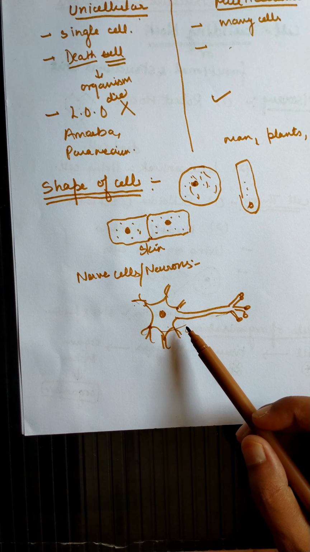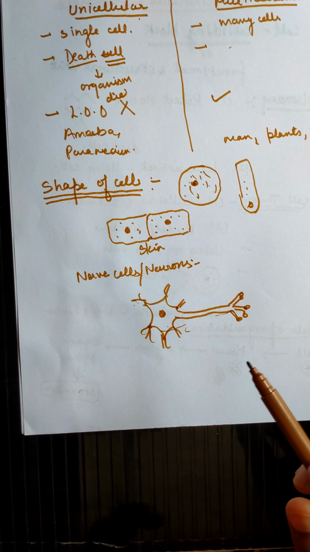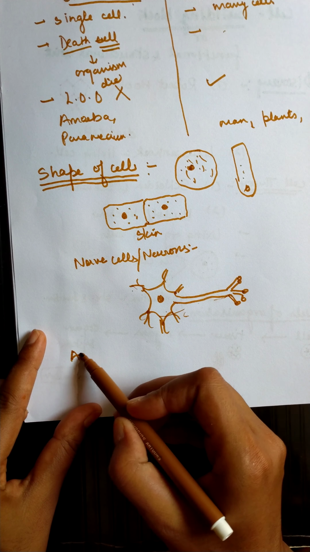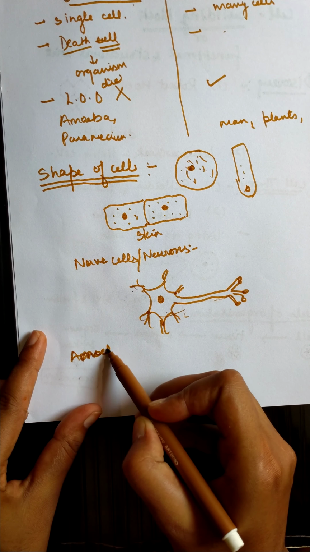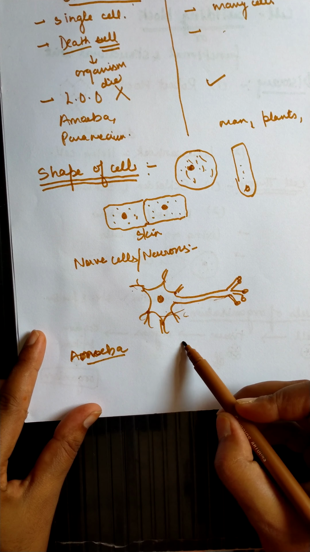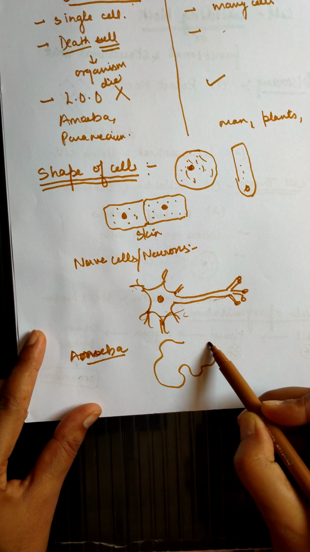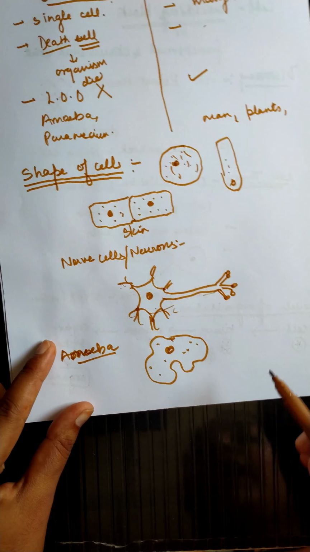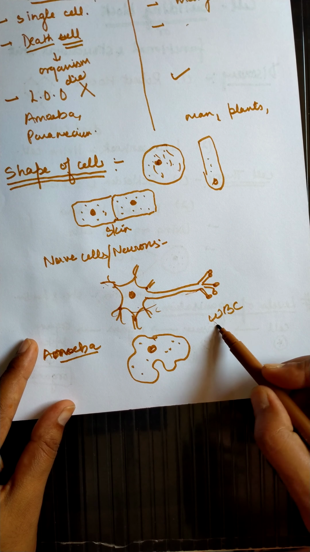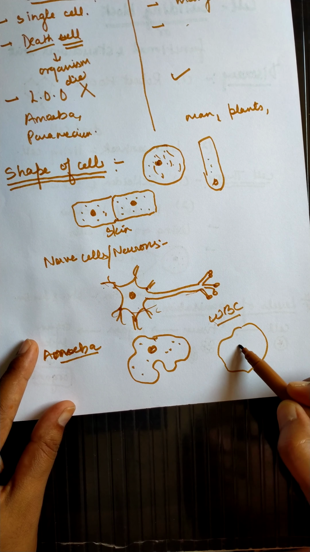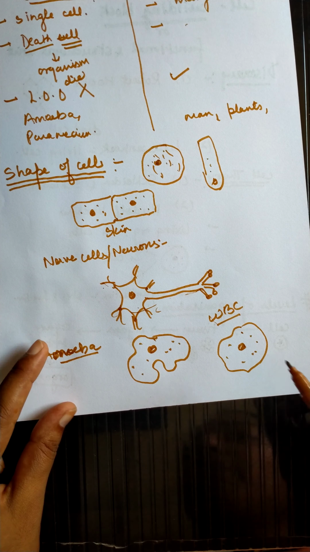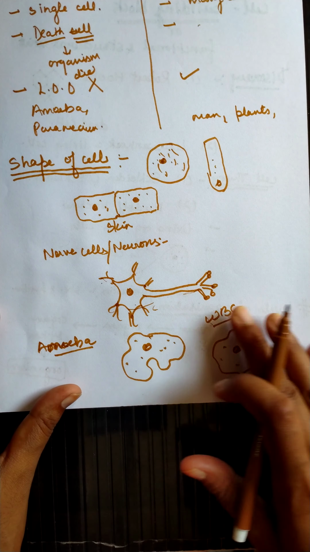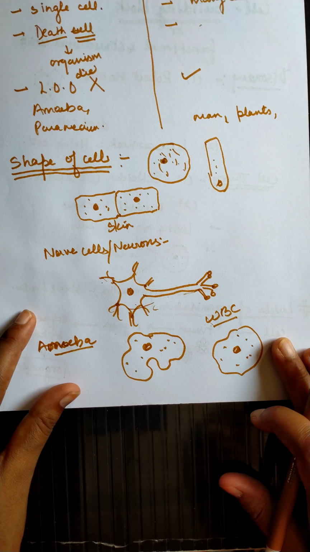Even so, some cells are also there which have the ability to change their shape, like the amoeba. Amoeba is a single-celled organism, so it has the ability to change its shape according to the surroundings, according to its need. Like the WBC, white blood cells in the human body, they can also change their shape. Okay, they can be spherical, they can be irregular. So these are the different ways in which the shapes of cells are found.